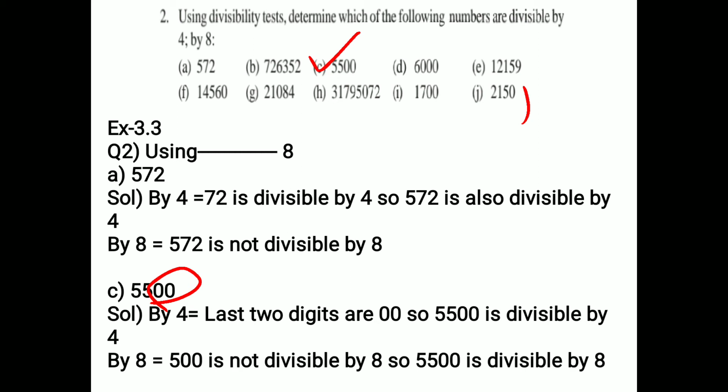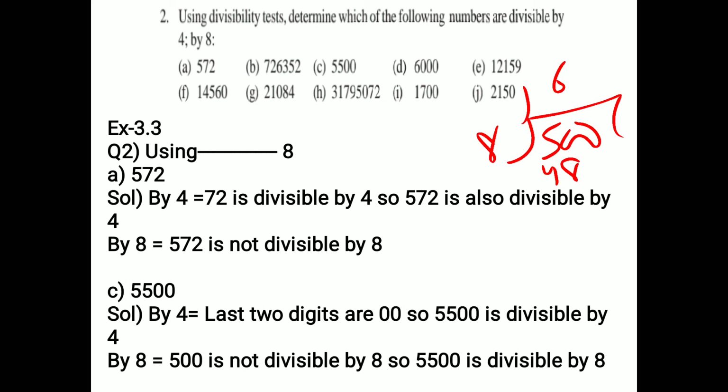In 8, we have to divide the last three digits by 8. Students, when you divide 500 by 8, 8 6s are 48. Then 50 minus 48, 2. Again a remainder is left, so it means it is not divisible by 8. Clear? So we write 5500 is not divisible by 8.